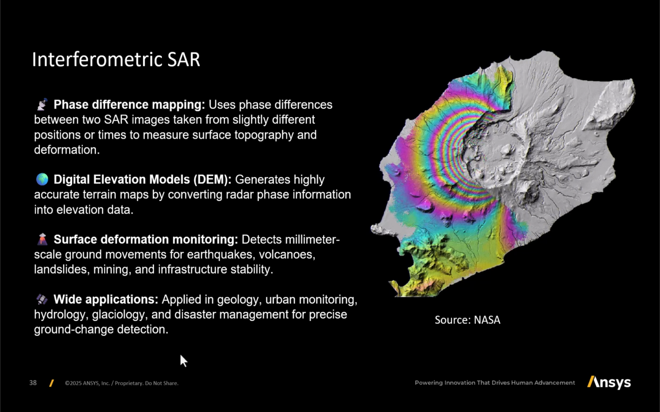These are called digital elevation models, and they can also be used for determining deformation caused by landslides, earthquakes, and volcano effects. So this is mainly used for such applications. These are some of the main applications of SAR imaging. Now we will see how we can use simulation to create SAR images in a more realistic way.